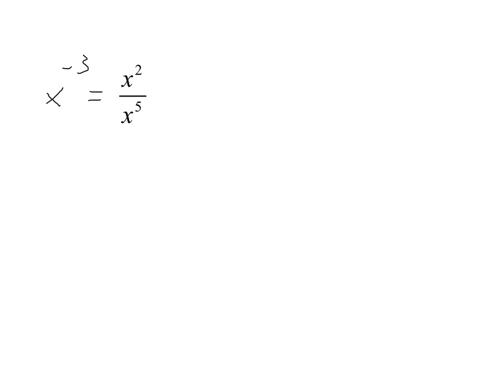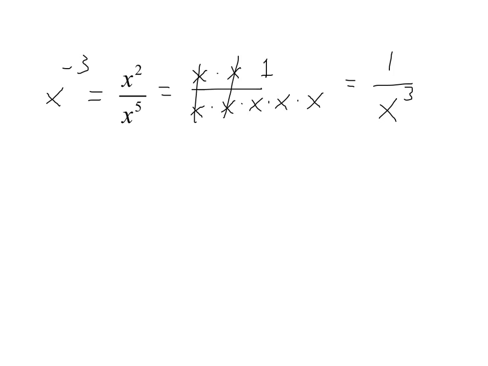Now, what exactly does x to the negative third mean? Let's do a little bit of work. Once again, I'll write them out like I did in my first example. X times x over x times x times x times x times x. And once again, I'll cancel out the numerator and the denominator. And what I have now is 3 x's left on the bottom. And there's a 1 up here on the top. Remember, if you cancel out 2 over 4, you get 1 over 2. So when you cancel out all the factors on the top, you're left with a 1. So this is the same as 1 over x to the third.